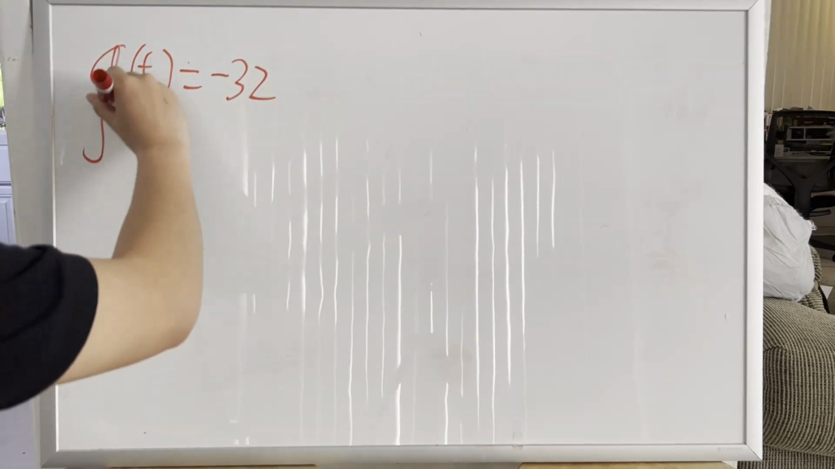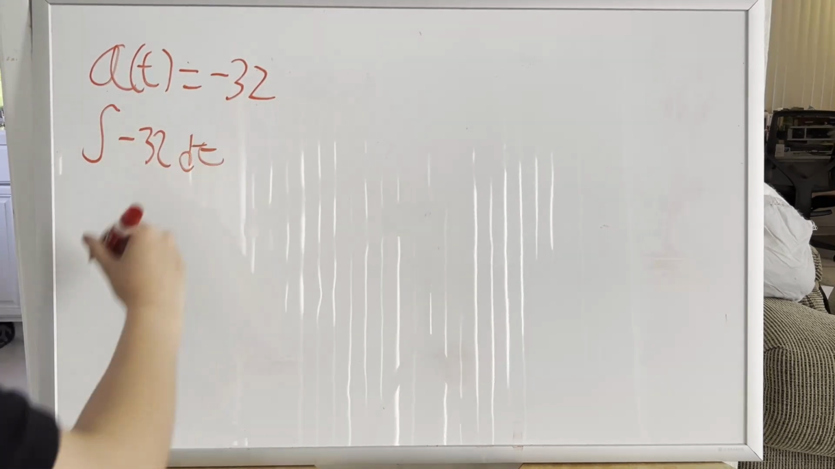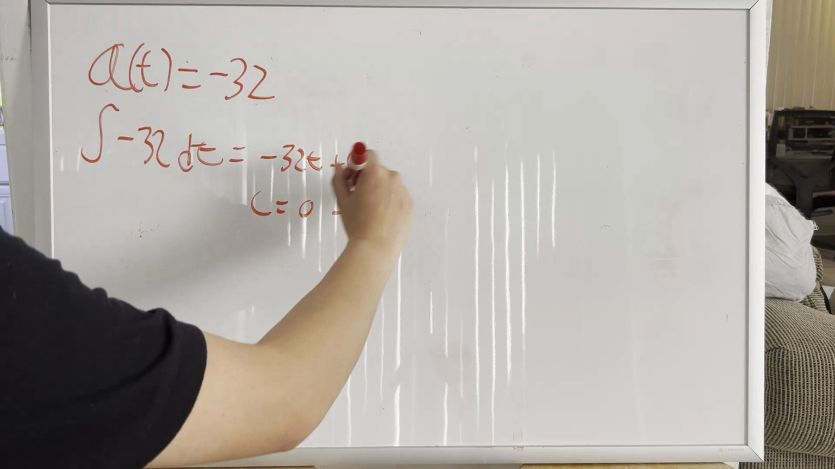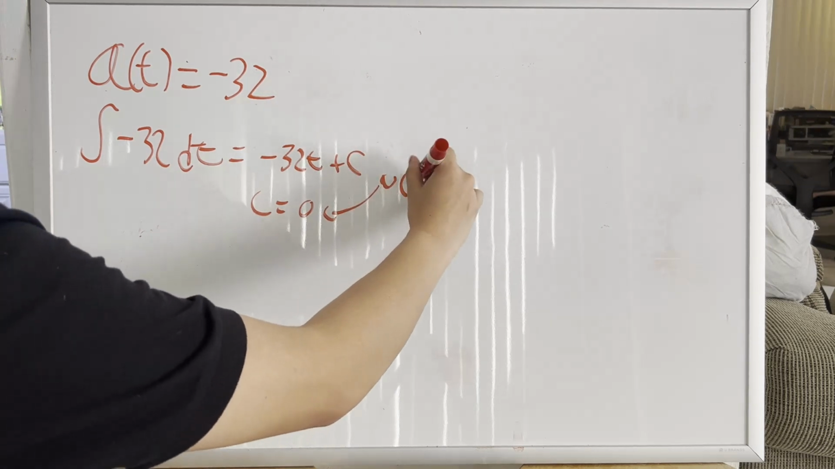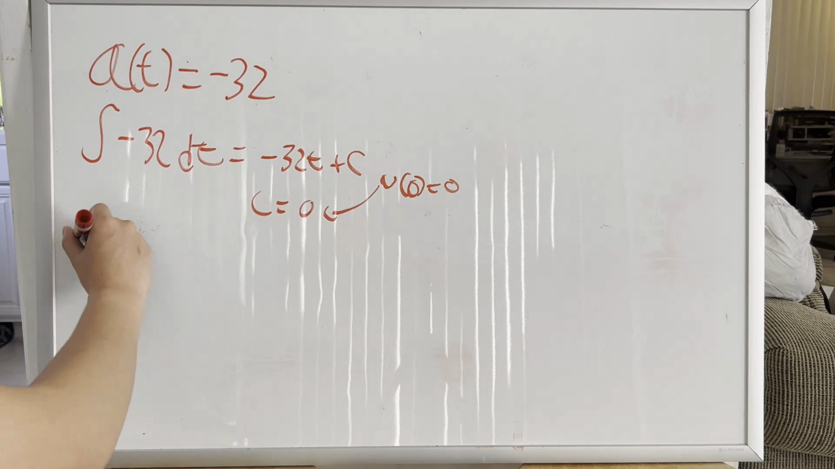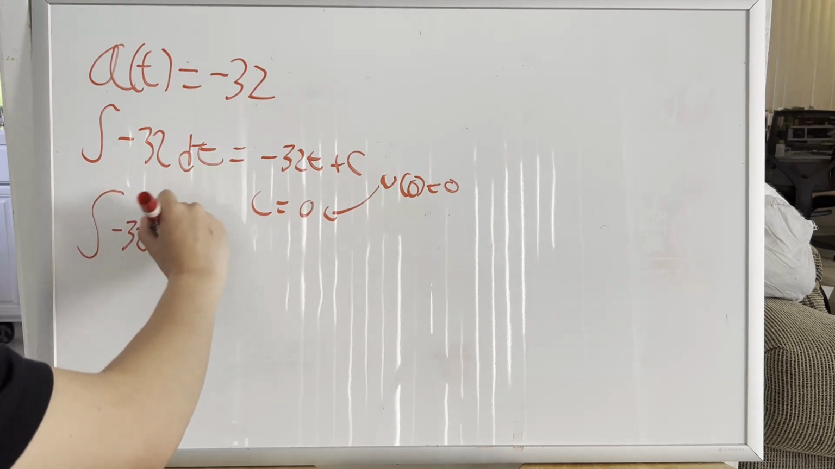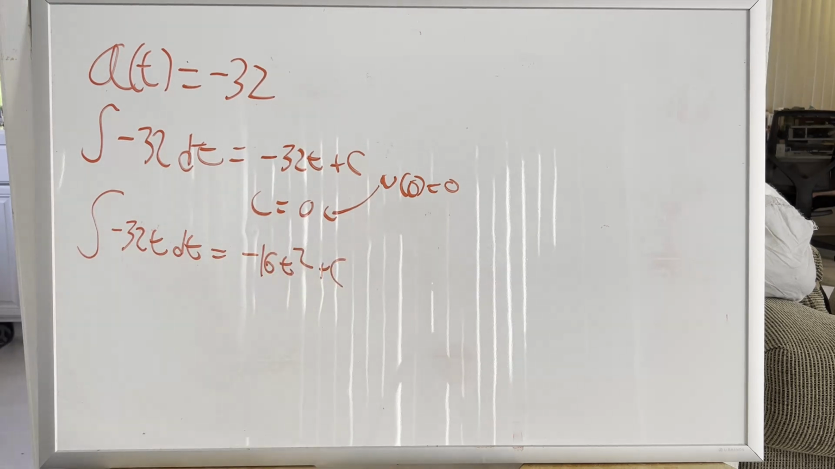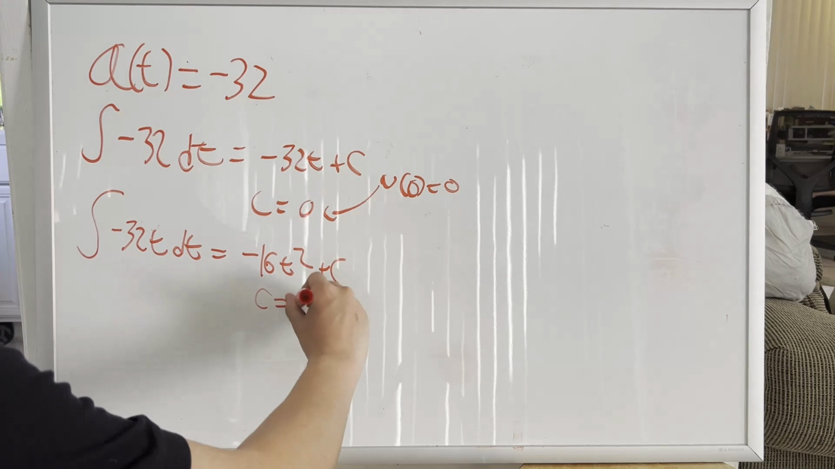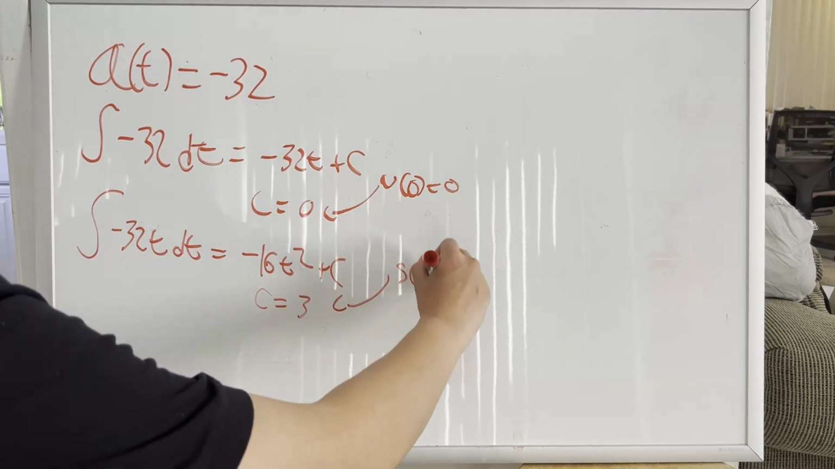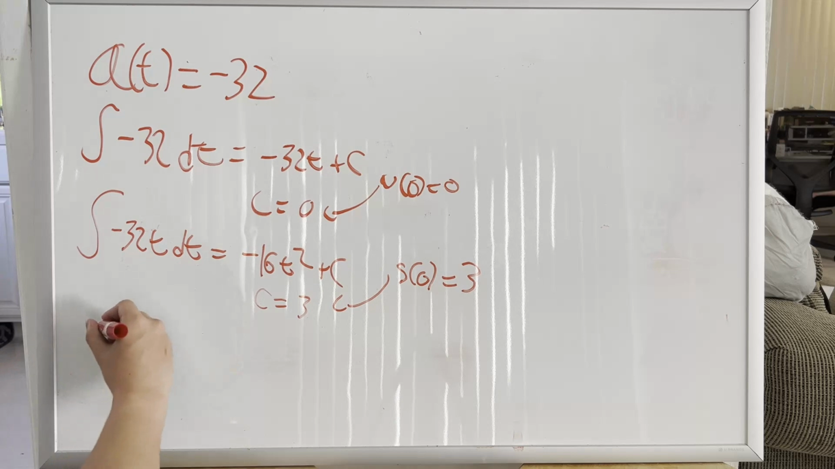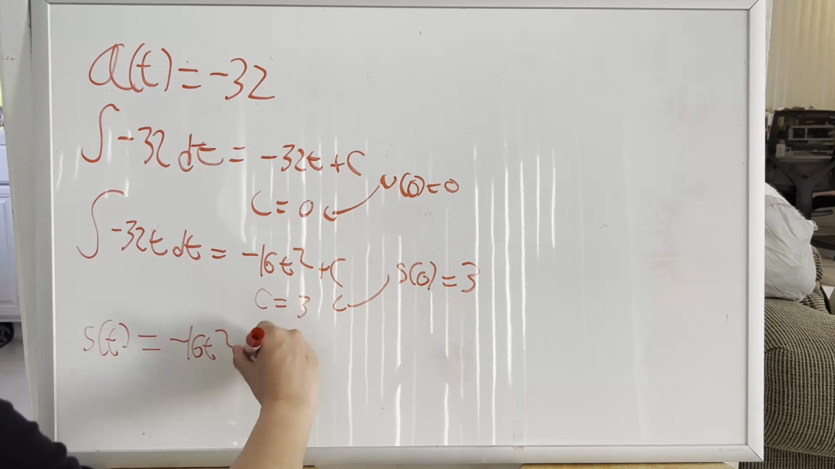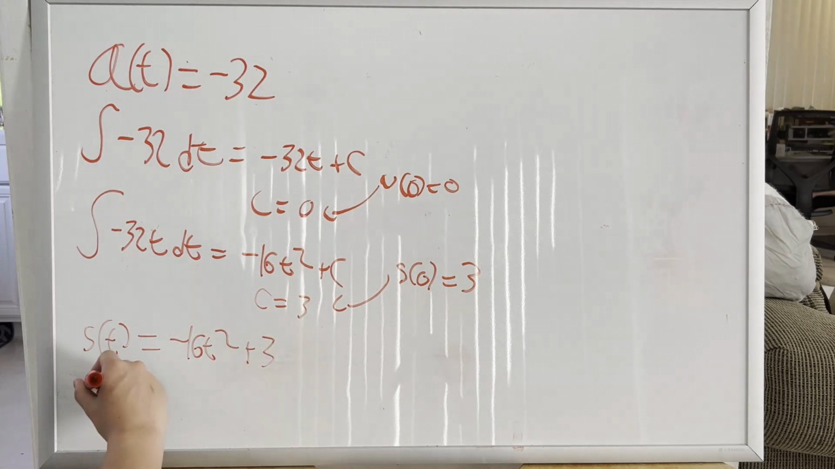If you integrate acceleration, you get the function for velocity. So the integral of negative 32 is negative 32t plus c. C is 0 because the object starts off with 0 velocity initially. And if you integrate velocity, you get the function for position. So the integral of negative 32t is negative 16t squared plus c. The object is initially 3 feet above the ground, so we get that c is equal to 3. And the position function that we just derived is negative 16t squared plus 3.